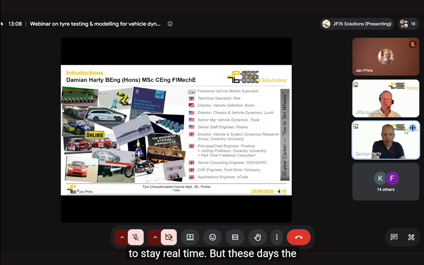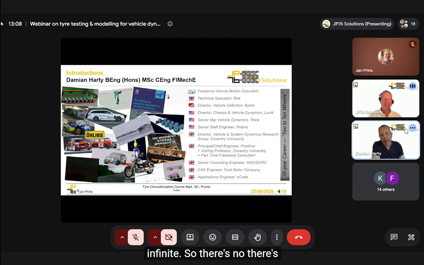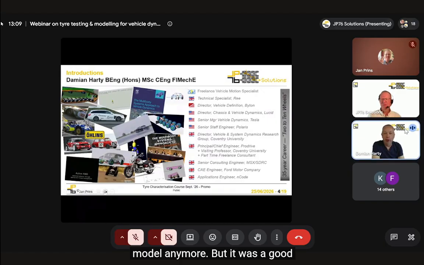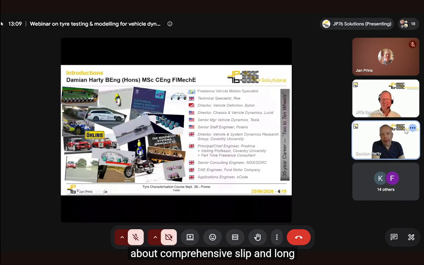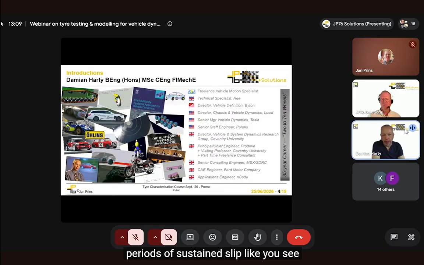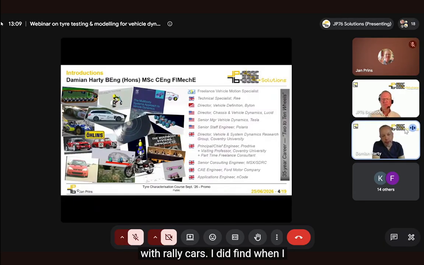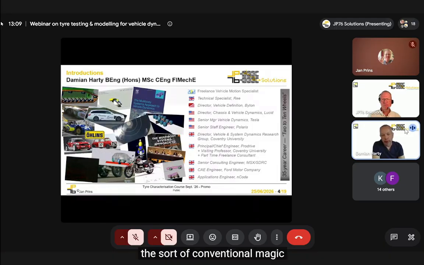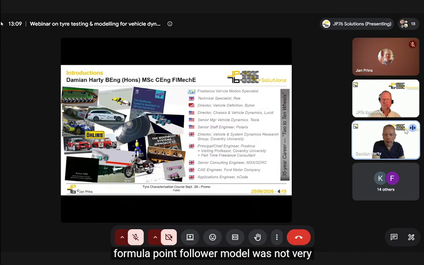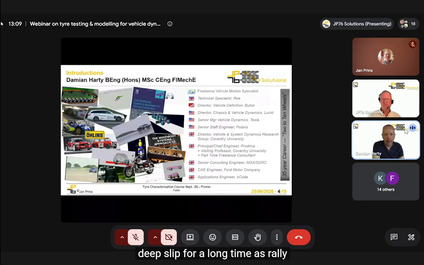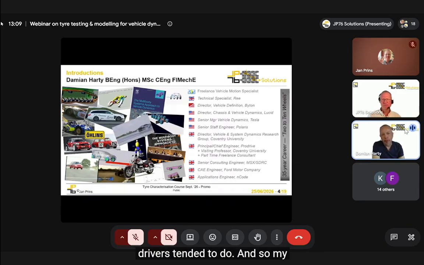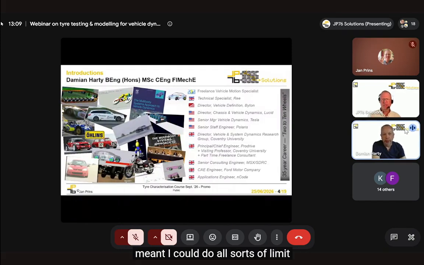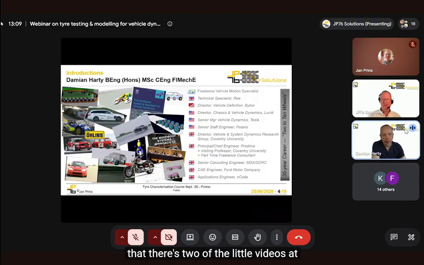But these days, the computing budget is approximately infinite, so there's no real kind of drive for that kind of model anymore. But it was a good learning exercise to make me think about comprehensive slip and long periods of sustained slip, like you see with rally cars. I did find when I started working with rally cars that the conventional magic formula point follower was not very numerically robust if you held it in deep slip for a long time, as rally drivers tended to do. And so my model was quite a nice fallback that meant I could do all sorts of limit scenarios quite well.